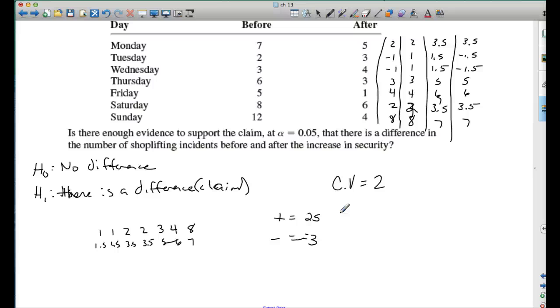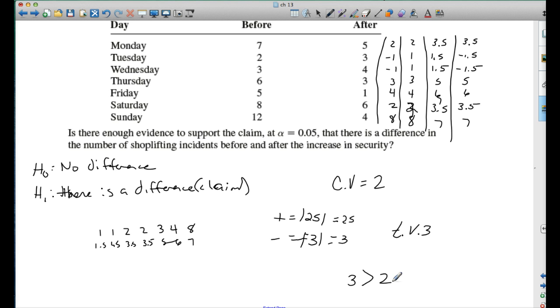So our test value here is going to use the smaller of these absolute values. The absolute value of 3 is 3, and the absolute value of 25 is 25. So our test value is going to be 3. Now, is our test value smaller than our critical value?